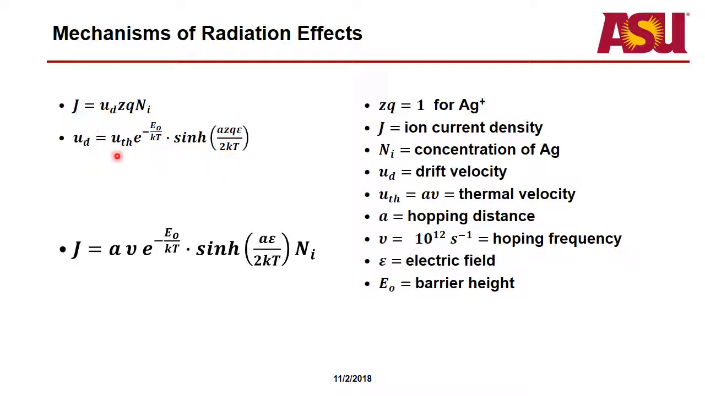So essentially it depends on the thermal velocity, which is the hopping distance times the hopping frequency, as well as these energy terms here. And so once we simplify, essentially we get to this equation down here. And so you have a dependence of E naught, which is the barrier height of hopping, these kT values, and the applied electric field, and again, the concentration of silver and this hopping frequency and distance. And so this thermal velocity is actually dependent on the mass of the ion as well. So it's intrinsic to the ion that's traveling through.